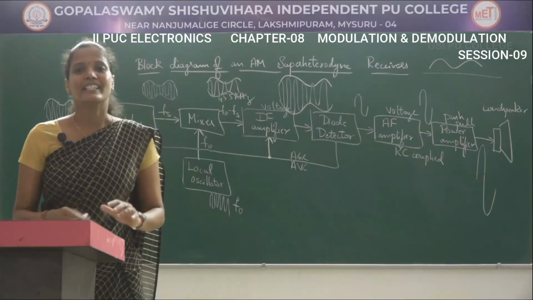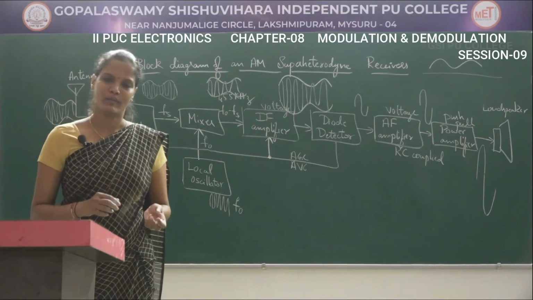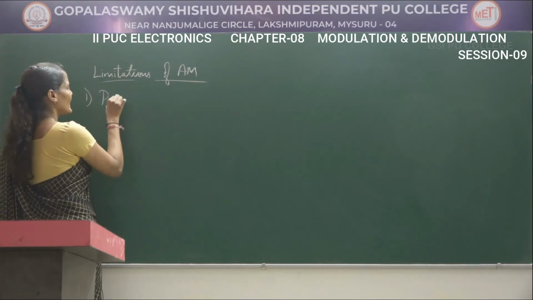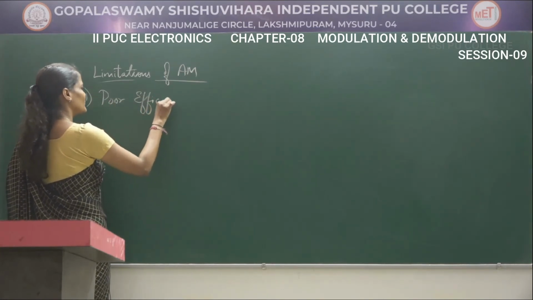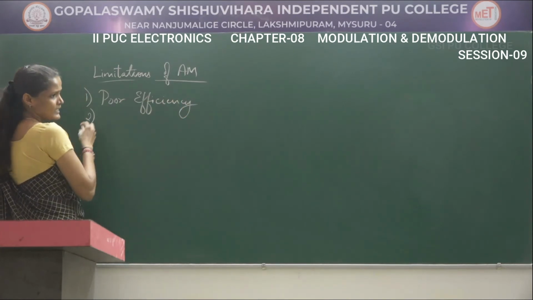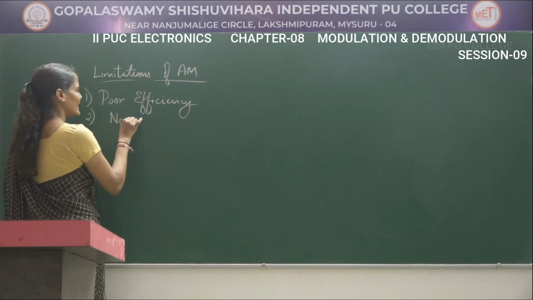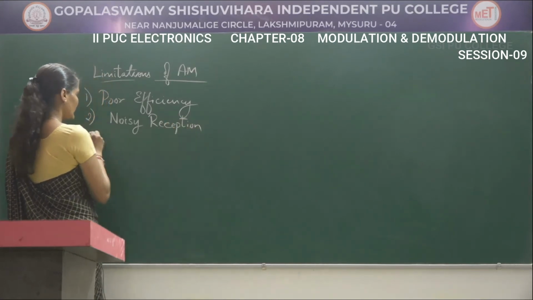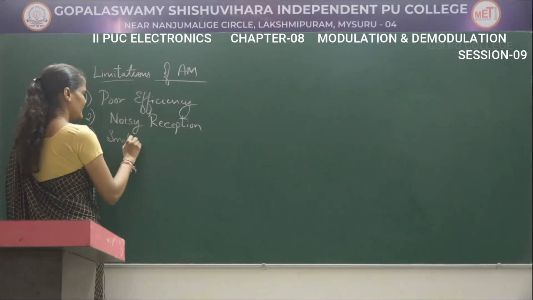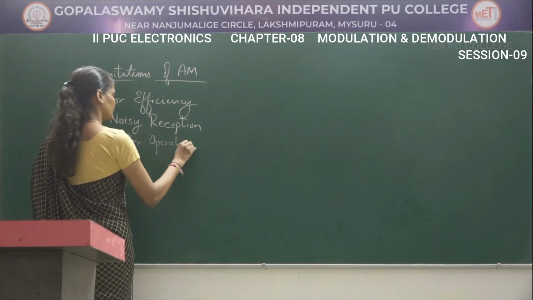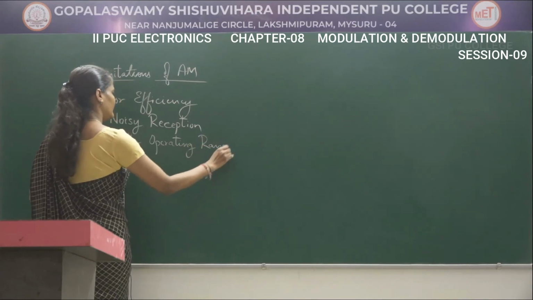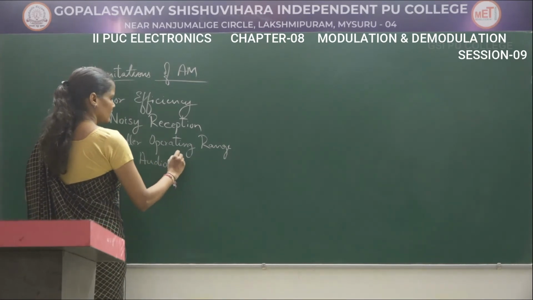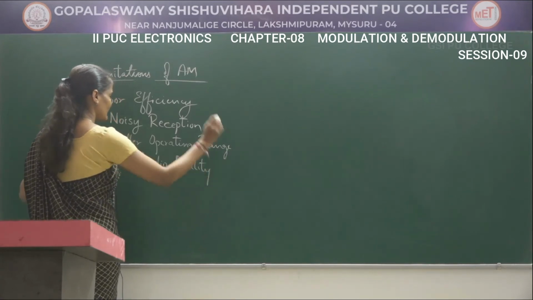So now let us see some of the disadvantages, or limitations, of this amplitude modulation. The very first limitation is poor efficiency, or the efficiency of this amplitude modulation is very less. The second limitation is noisy reception. The third limitation is smaller operating range. And the last limitation is poor audio quality. So now let us try to understand each of these limitations separately.